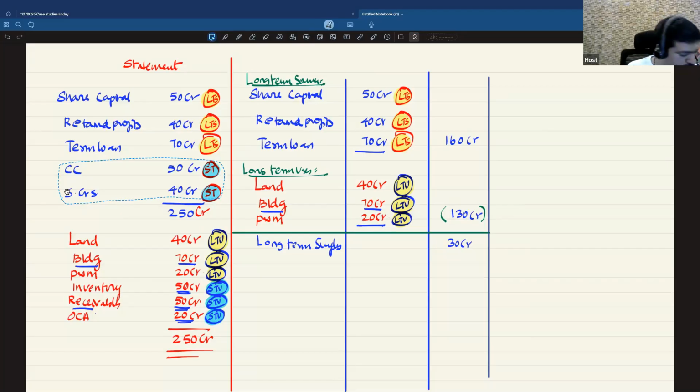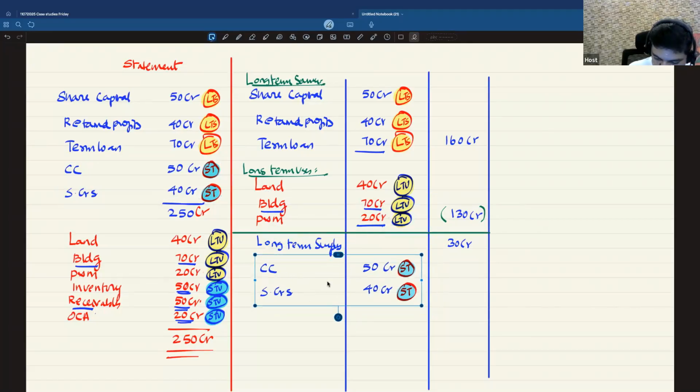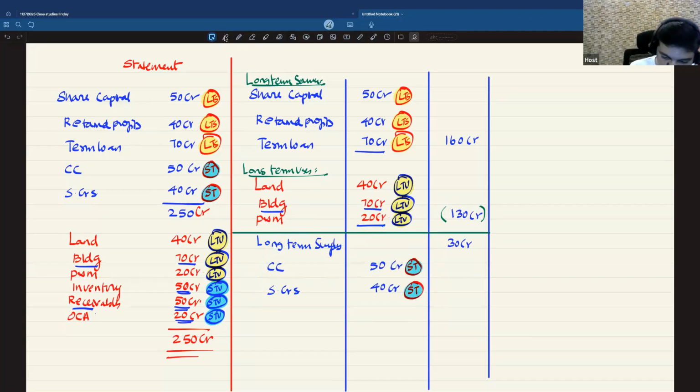Look, they have short-term sources of so much. What is their short-term sources? Let us bring that here. This is their short-term source. So I'll do one thing. I'll just put one line and close this for the moment. What is their short-term source? It is 50 plus 40 and it is 90 crore. Okay.